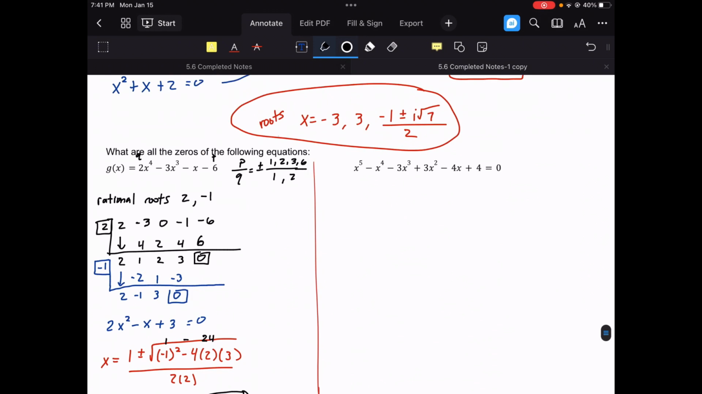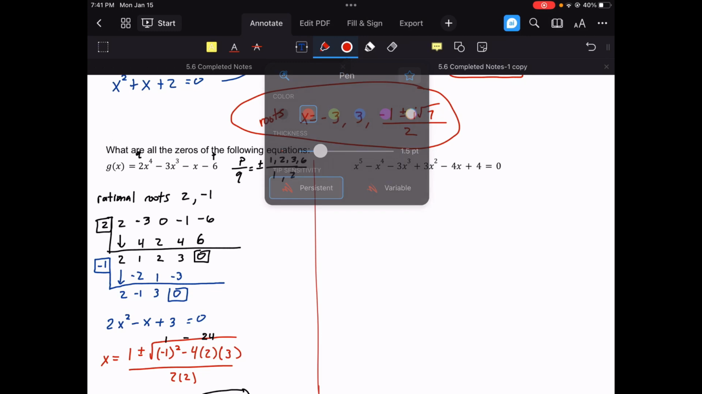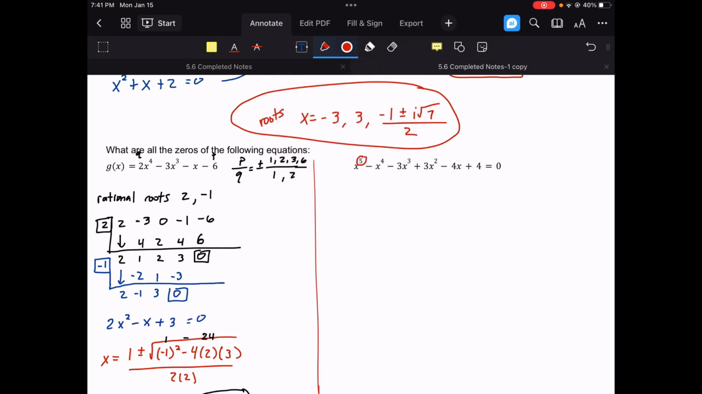All right. And then our last problem here, we've got x to the fifth minus x to the fourth minus 3x cubed plus 3x squared minus 4x plus 4. In this case, notice that we have a fifth degree polynomial. So in order to bring this down to a quadratic, we're going to actually have to find at least 3 rational roots in order to bring it down to a quadratic to find any kind of complex solutions.